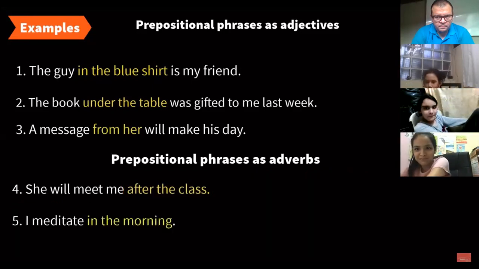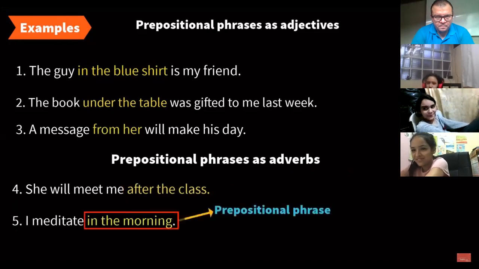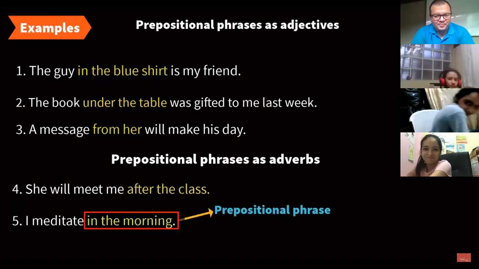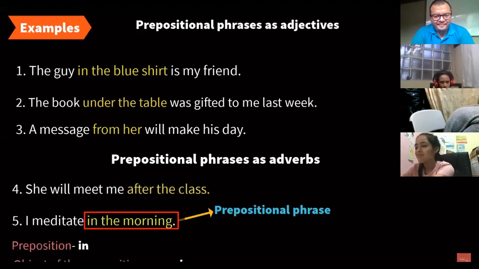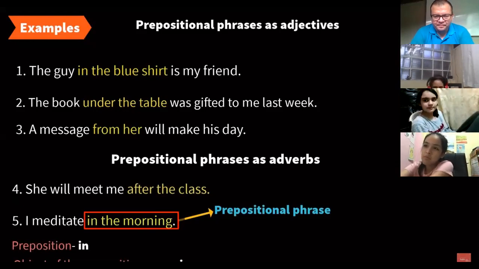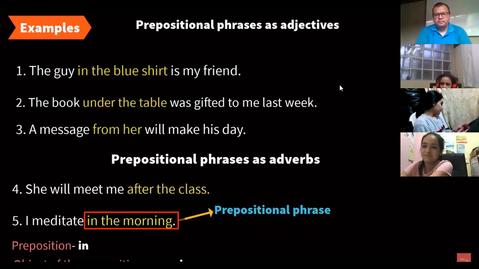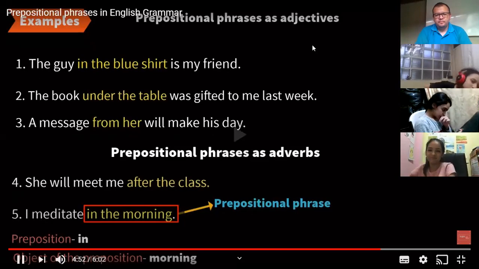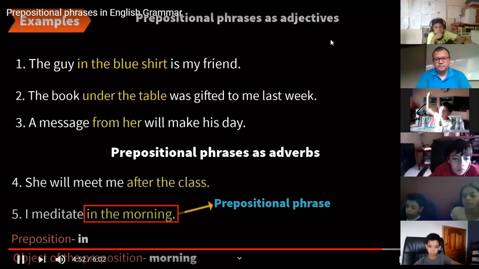I meditate in the morning. So in the morning is my prepositional phrase starting with the preposition in. Now, this is giving information about the verb meditate. It is telling us about the time of the action. When do I meditate? I meditate in the morning. So in the morning is my prepositional phrase but working as an adverb in the sentence, modifying the verb meditate.